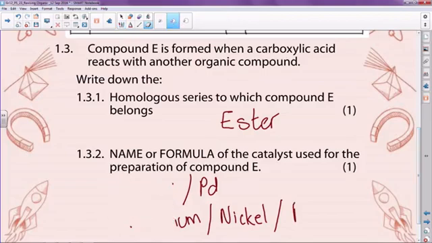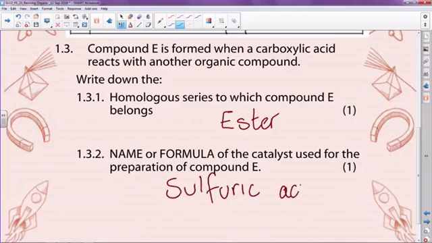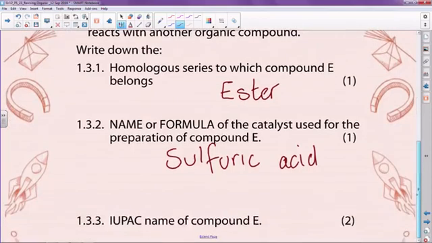rubbish. Wrong equation. How many of you are shouting at the TV going, Tracy, you're an idiot? Be nice. Oops. It's actually sulfuric acid. I'm just testing, just making sure you know. It's the wrong one. It's sulfuric acid. Silly girl.